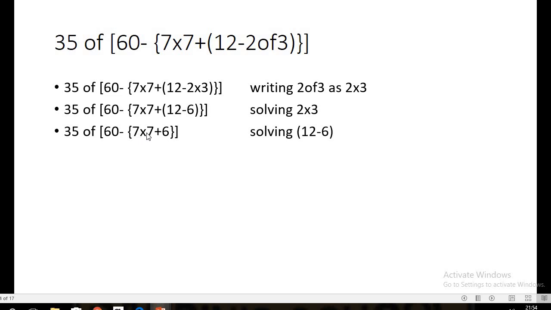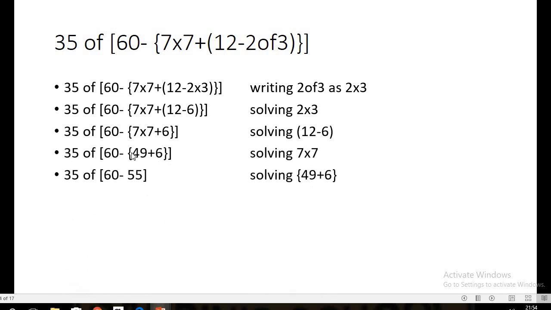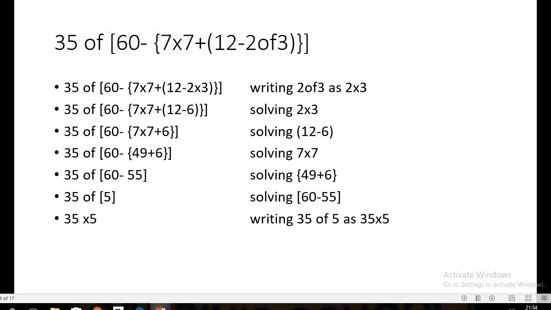Now the curly bracket has 7 multiplied by 7 plus 6. So multiply and plus are the two operations. Multiply will be given preference according to BODMAS, which gives us 49. So 49 plus 6 gives us 55, and the curly bracket vanishes, and within the square bracket we have 60 minus 55. 60 minus 55 gives us 5. So 35 of 5 means 35 multiplied by 5, which gives us 175 as the answer.